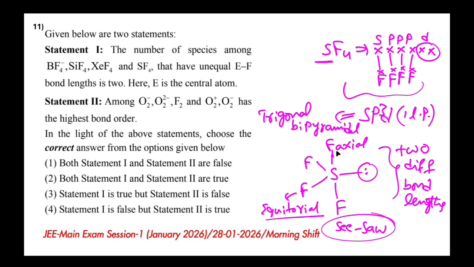The S-F axial bond length is 164 picometers, and the S-F equatorial bond length is 154 picometers. That's why the axial bond length is more than the equatorial bond length. So the SF4 molecule has 2 different bond lengths. Out of these 4 molecules, only SF4 contains unequal bond lengths. The remaining 3 molecules have equal, equivalent bond lengths. That's why statement 1 is wrong.